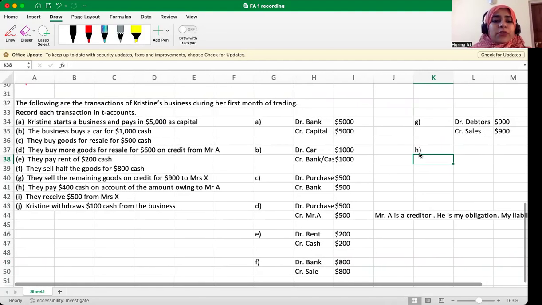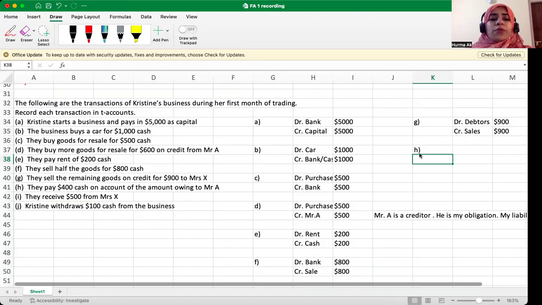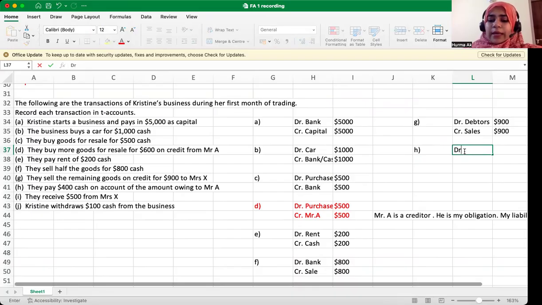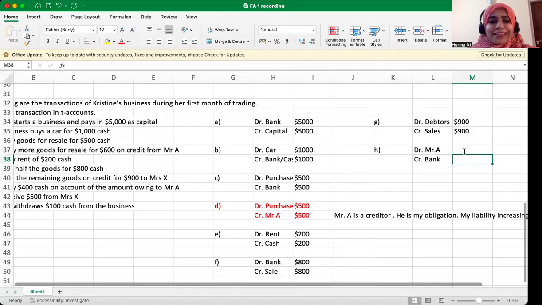All right, let's look at the next transaction. They pay 400 cash on account of the amount owing to Mr. A. Yes, remember we had purchased some goods on credit from a vendor called Mr. A. Now we're going to make payment to them. This was in transaction D, which I have highlighted here. We're going to reverse my liability because my liability is reducing. So Mr. A, and I'm going to be giving away my bank balance, so that's reducing. That goes as a credit. So Mr. A is going to be 400.